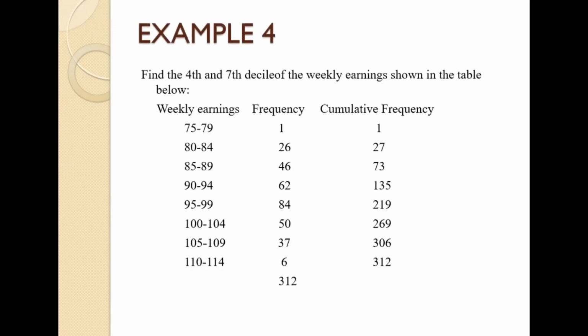So 218.4 lies on the fifth class range, that is 95 to 99, because we can see it here, this is from 135.1 to 219. So 218.4 lies here. The lower class boundary of that class will be 94.5. The frequency of that class is 84, and the cumulative frequency before that class is 135. And of course, the class size remains 5, 95 to 99.